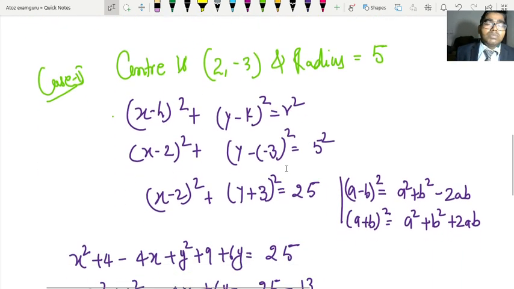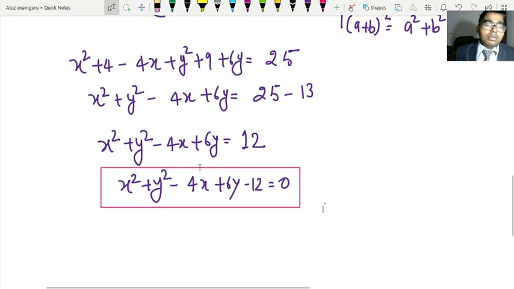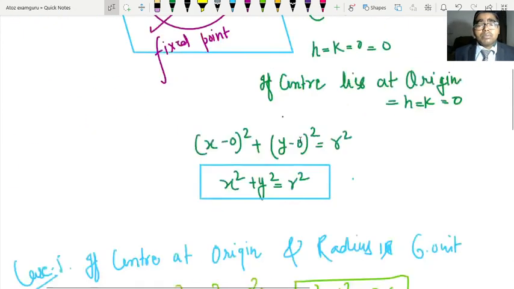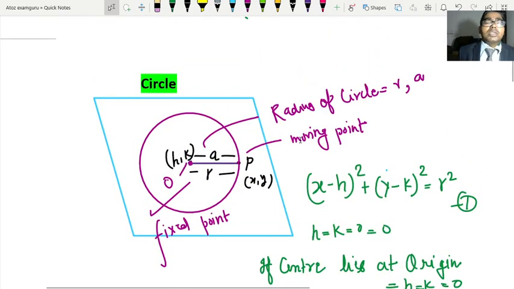And in the second case, the center lies at 2 comma minus 3 and the radius is 5. So by putting these coordinates 2 and minus 3 in the proper place and writing the radius at this place, I get this equation: x square plus y square minus 4x plus 6y minus 12 equal to 0. So dear friends, I hope this very basic and introductory lecture will be useful to your understanding of the concepts. In the next lecture we will solve some more cases and questions based on each case.